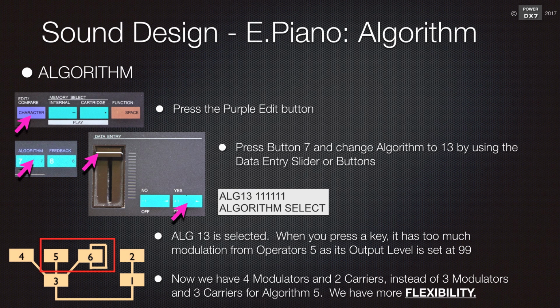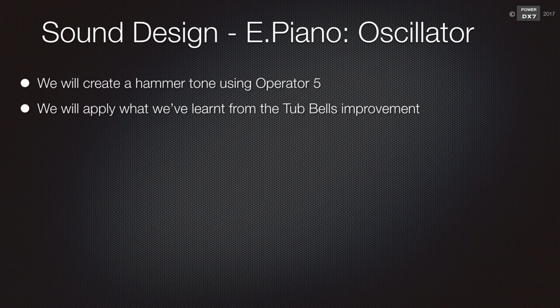Now, we have 4 modulators and 2 carriers, instead of 3 modulators and 3 carriers for algorithm 5. We have more flexibility in the FM sound design. As we learned how to create a hammer tone in the tube bells improvement tutorials, we will use the same approach for the E.Piano. That means that we need to set operator 5 with a fixed frequency of 158.5 Hz and a single decay fast moving envelope.